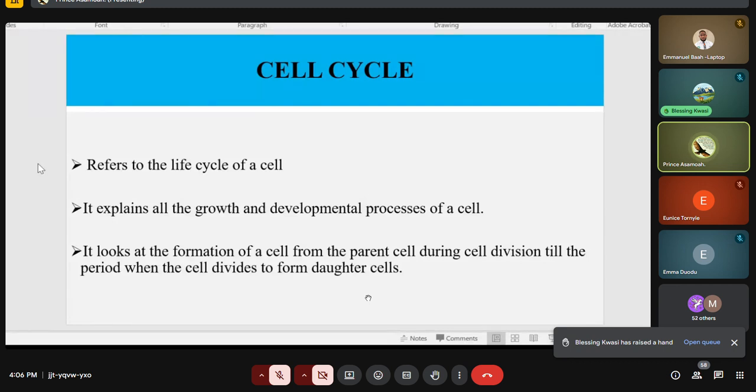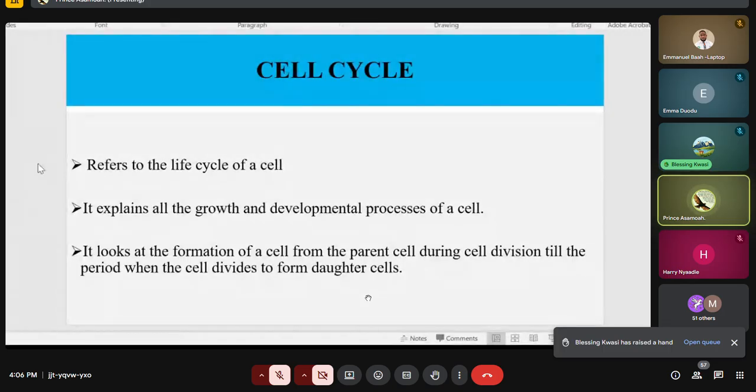So when we say a cell cycle, what does it mean? A cell cycle refers to the life cycle of a cell. It explains all the growth and developmental processes of a cell. So everything about the cell, the life cycle of the cell, when it starts, when it ends. It looks at the formation of a cell from the parent cell during cell division till the period when the cell divides to form daughter cells. So the cells in the body, some do not come from somewhere to add. It is just the parent cell that divides to form daughter cells.